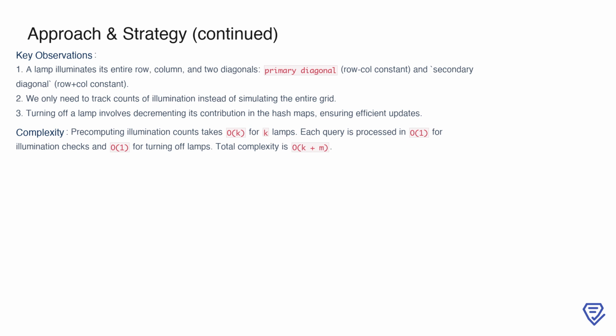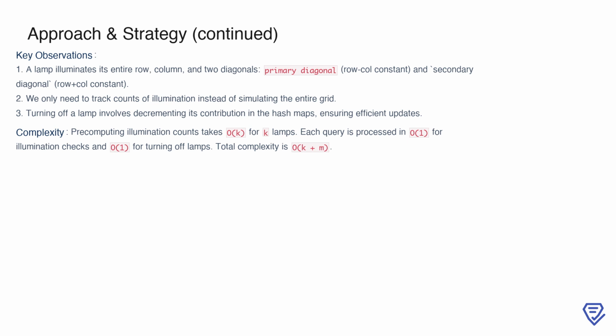There are key observations that help us refine this approach further. First, a single lamp illuminates its entire row, column, and two diagonals: the primary diagonal, where the difference between row and column remains constant, and the secondary diagonal, where the sum of row and column remains constant. By tracking only these four dimensions, rows, columns, and the two diagonals, we avoid simulating the entire grid. This significantly reduces the computational overhead. When a lamp is turned off, we simply decrement its contribution in the hash maps for its row, column, and diagonals. This ensures we can efficiently update the illumination state without needing to revisit the grid.